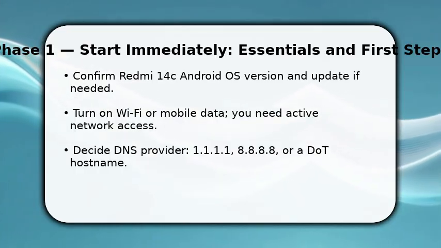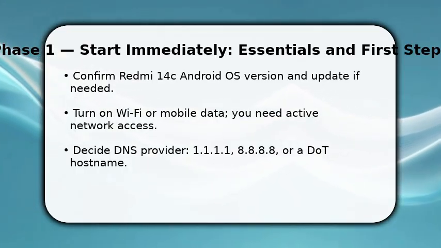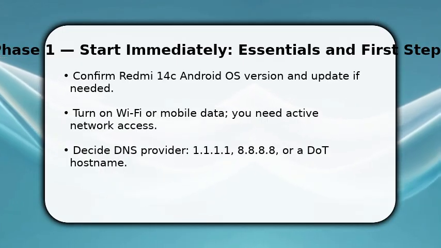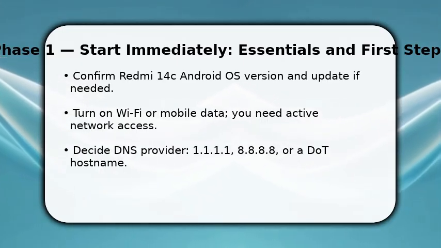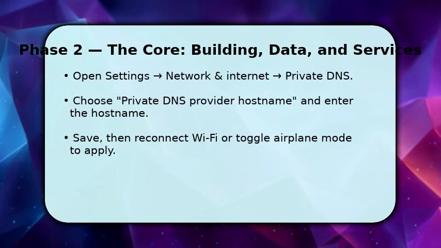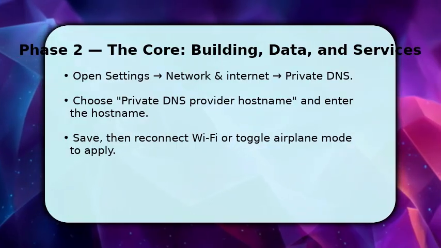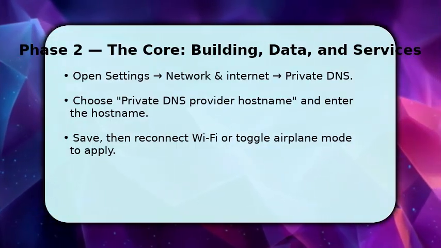Next, open Settings and move directly to Network and Internet. I'll walk you through entering that hostname so DNS runs securely at the system level, not per app. You now configure the hostname. Tap Network and Internet, select Private DNS, and choose Private DNS Provider Hostname.